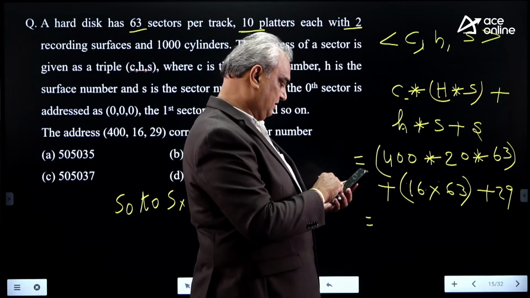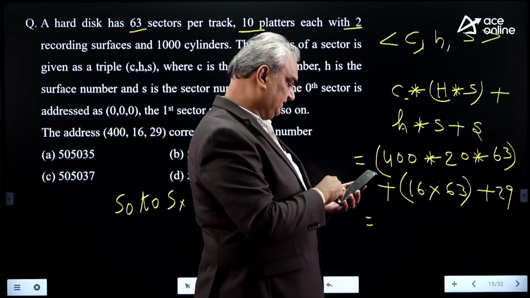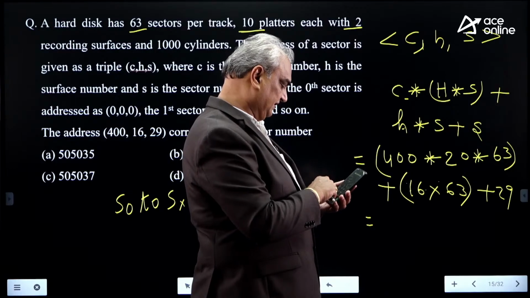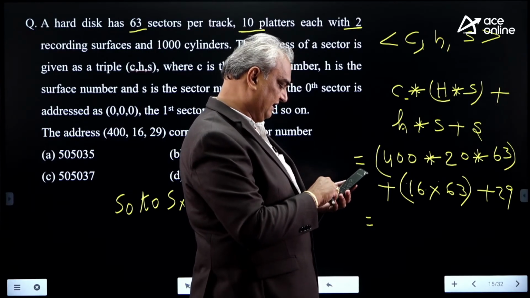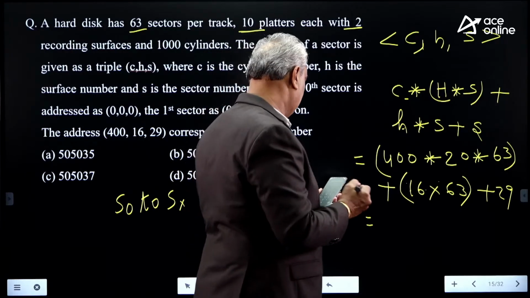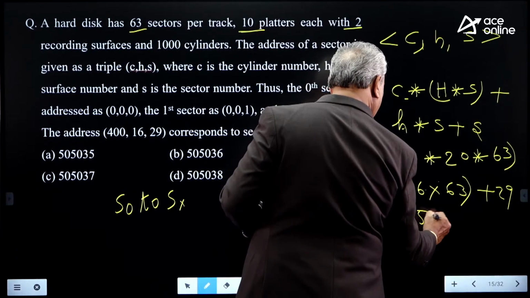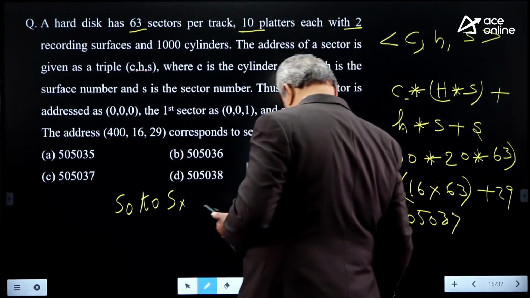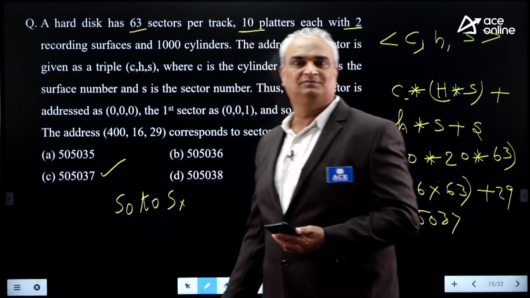400 into 20 into 63 plus 63 into 16 plus 29, you get 505037.